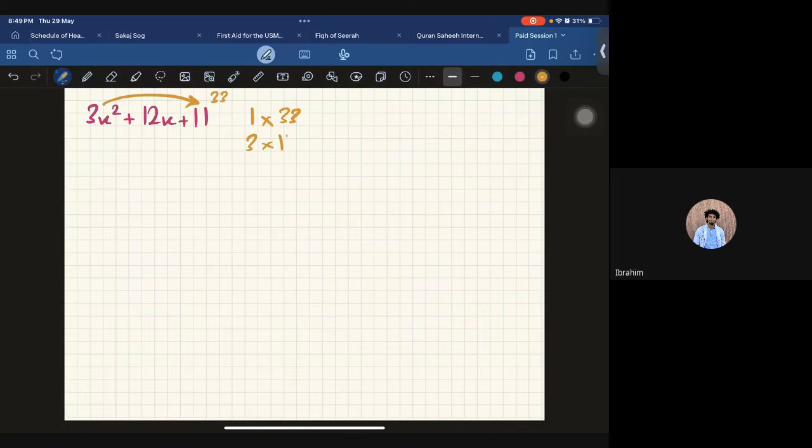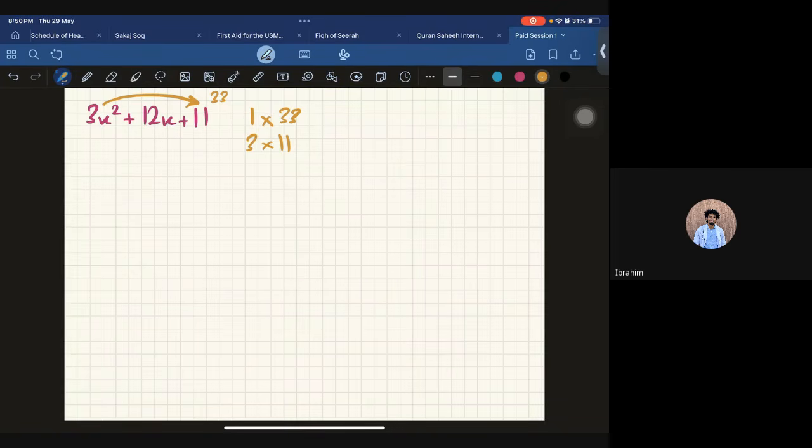3 times 11 can give us 33. Again, if we add 3 and 11, we'll get 14. If we subtract them, we'll get 8. So we won't get 12. 33 won't come with 9, and it won't come with 6 either. Yeah, I think that's it.